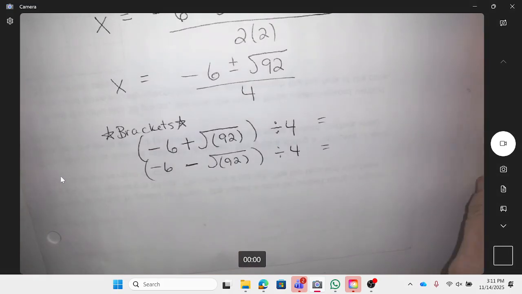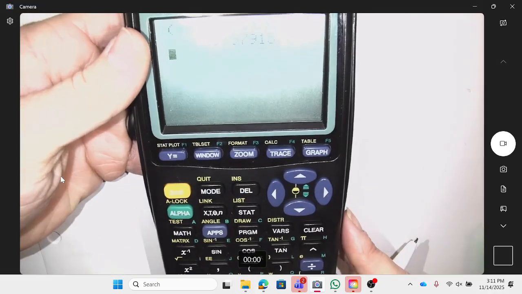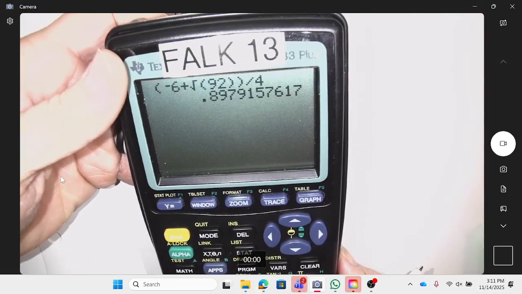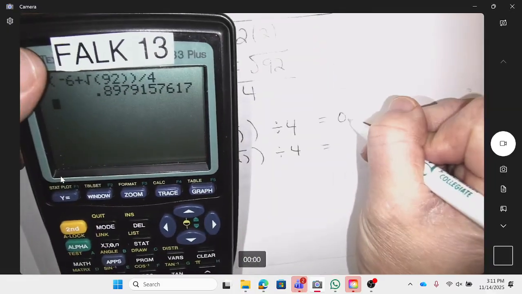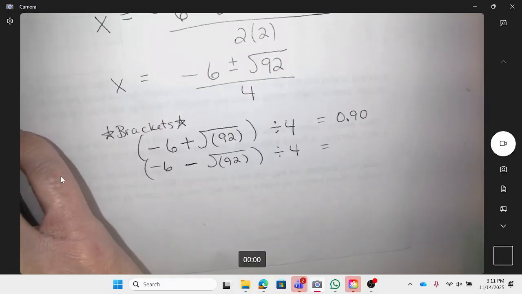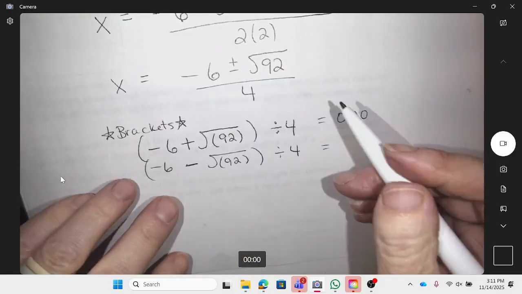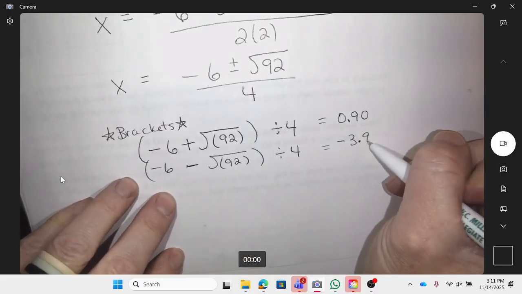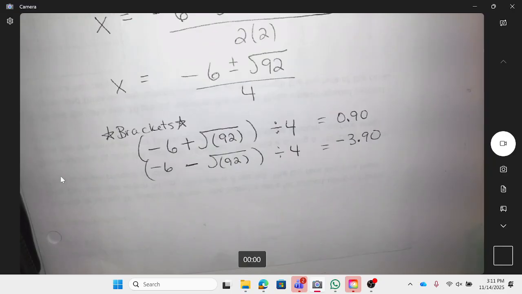Do you want me to actually put this on your cheat sheet, the numbers, or do you care? Like, do you want me to find it? I will. That is 0.90. Second answer, subtract, is negative 3.90. Okay.